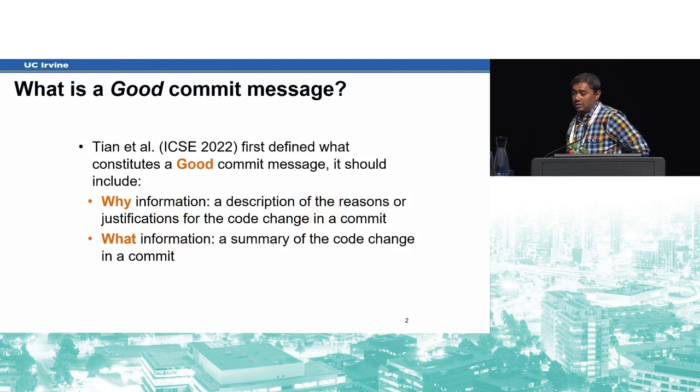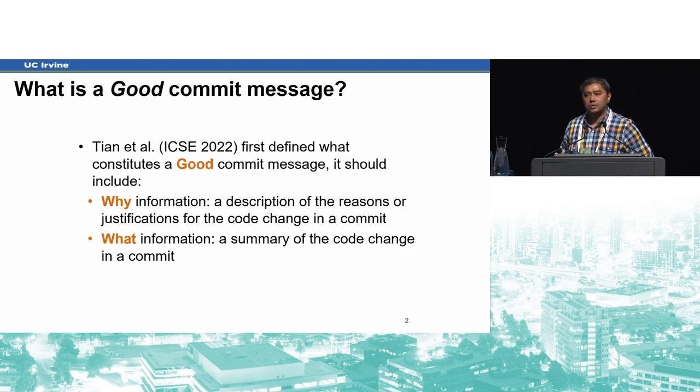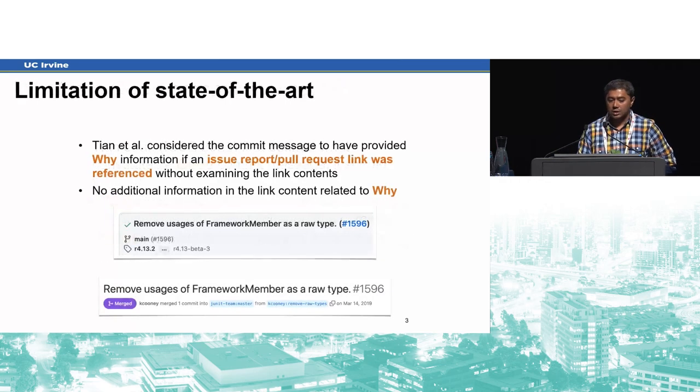As the previous speaker was also saying, commit message is important, it makes sense. Usually, the role of a commit message is to provide the context of why a change has been made. And even in the absence of the developer who wrote the commit message, a commit message could play the role of event documentation. So a good commit message matters. Interestingly, until very recently, we didn't have a very good formal definition of what constitutes a good commit message. Most recently, Tian et al. in ICSE 2022 defined the first definition of a good commit message containing why and what.